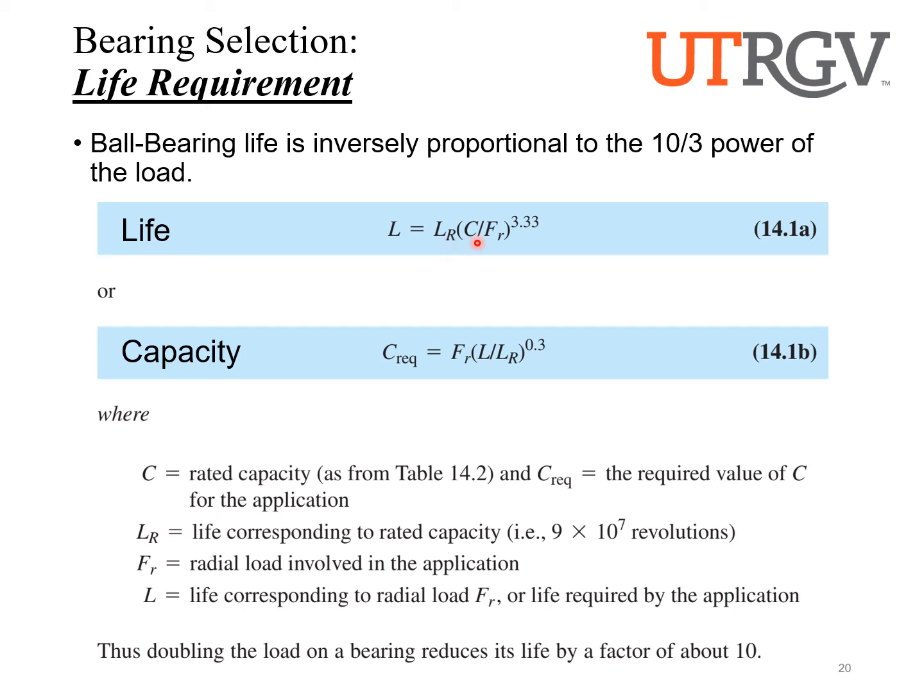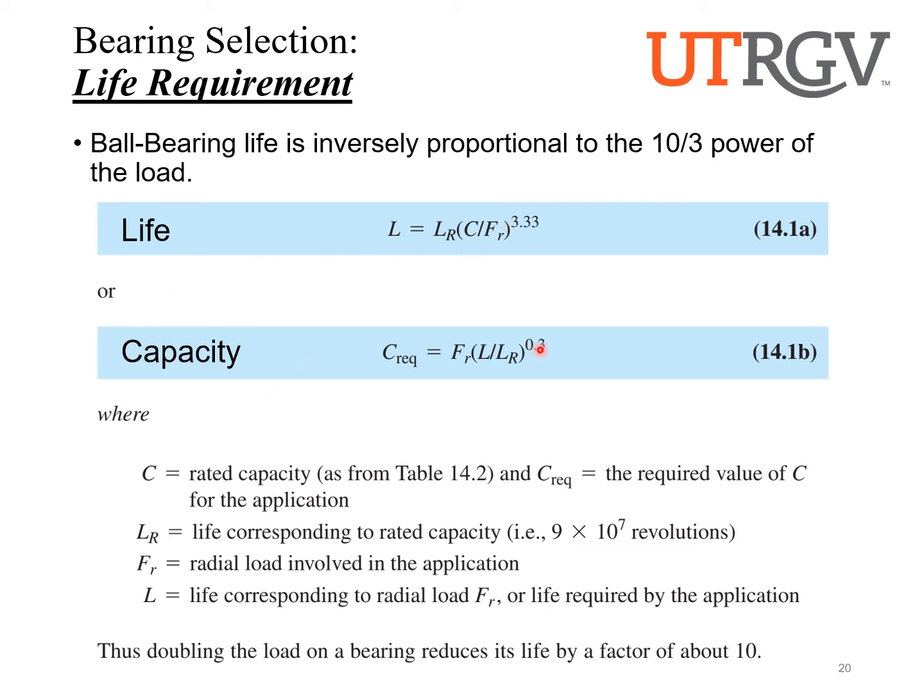Next is going to be C, which is the rated capacity. So if you have a bearing size, you go to the table, and depending on if it's extra light, light, or medium duty, you're going to be able to determine that capacity. So this capacity is in units of usually kilonewtons. This is going to get divided by, for example, for life, by FR. FR is a radial load for that application. And then this gets raised to this power of 3.33.